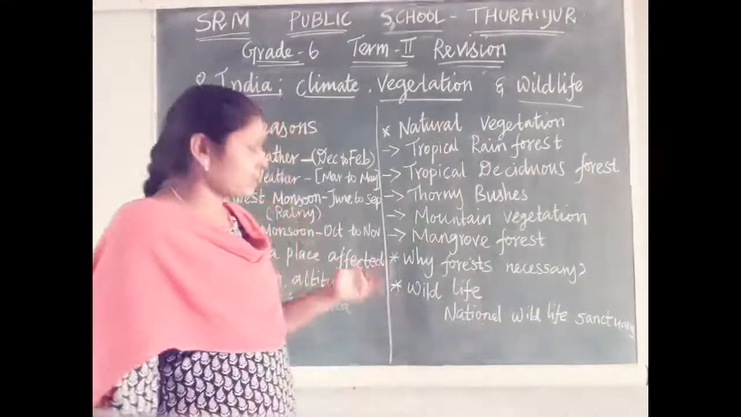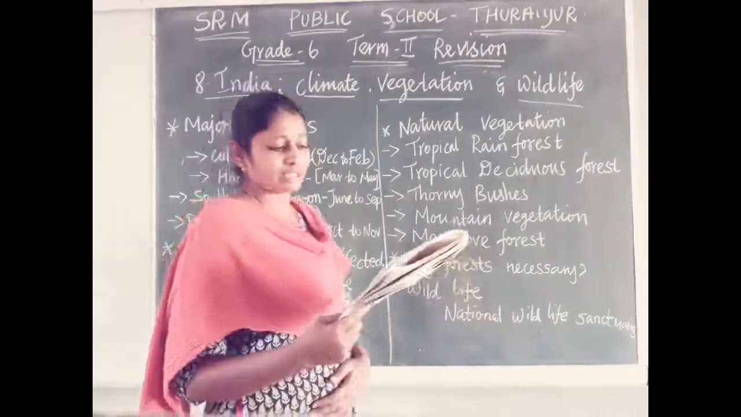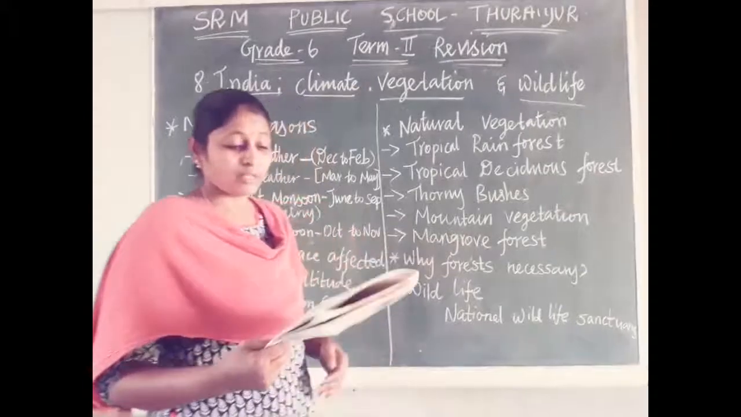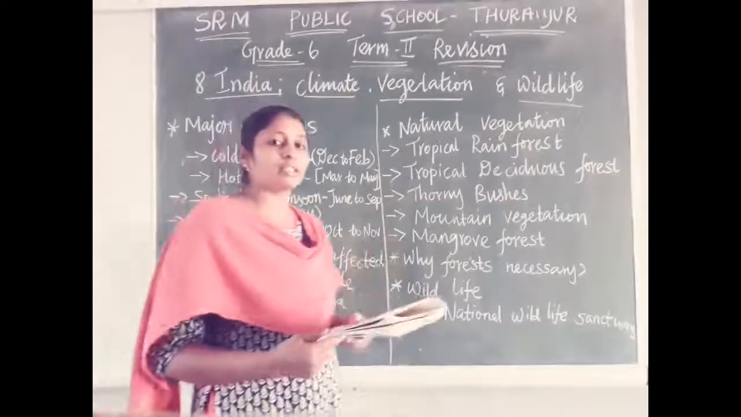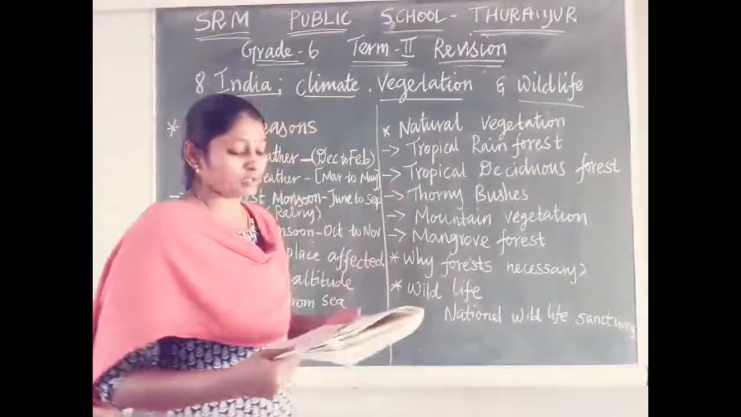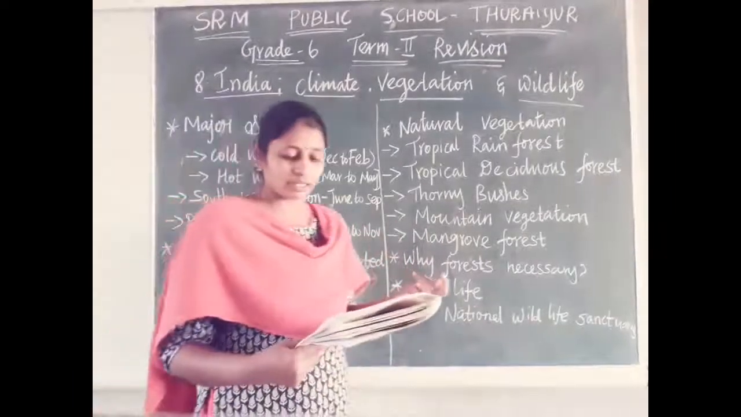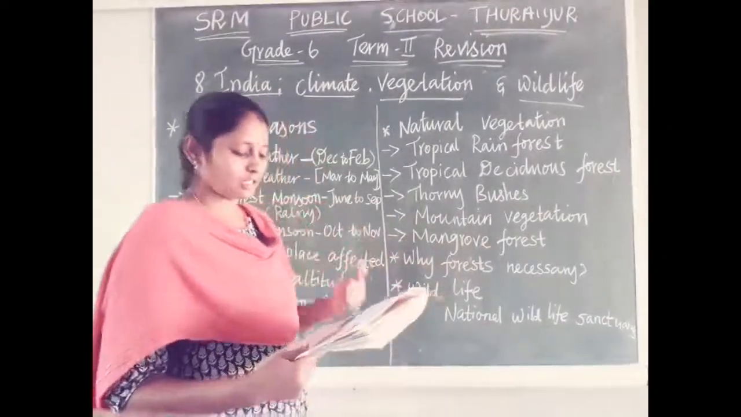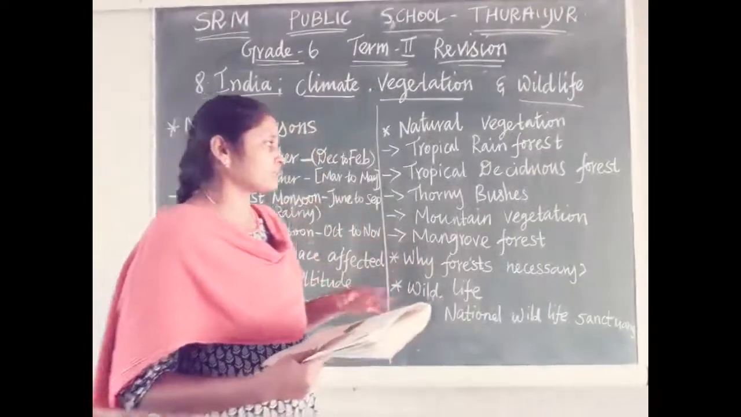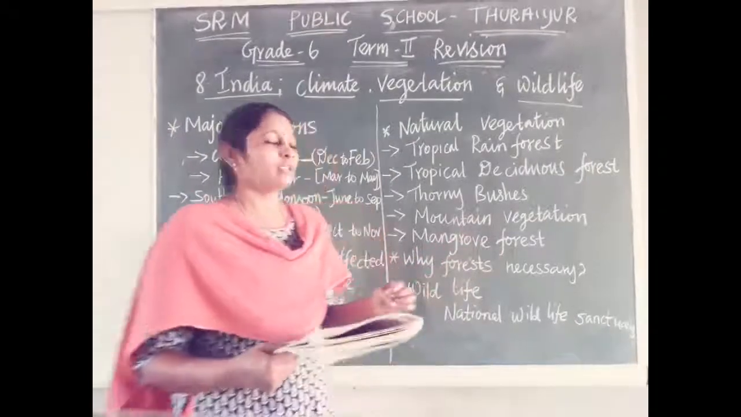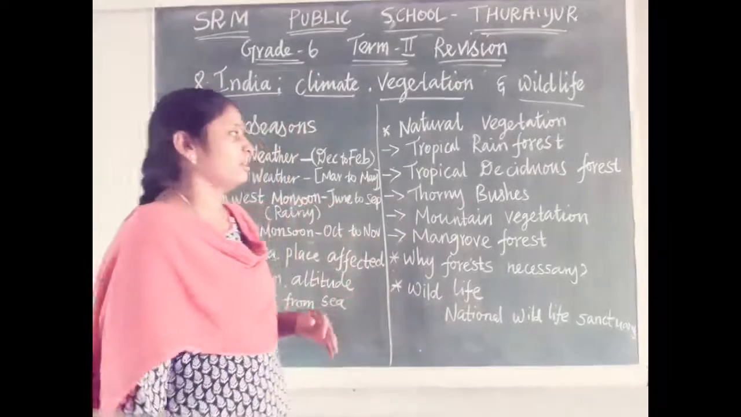Some hardwood trees only we can find in deciduous forest. What are the trees we can find in this forest? Sal, teak, peepal, neem, sesame. Which states have this deciduous forest? Madhya Pradesh, Uttar Pradesh, Bihar, Jharkhand, Chhattisgarh, Odisha and part of Maharashtra. In these places we can find tropical deciduous forest, also called monsoon forest or commercial forest.